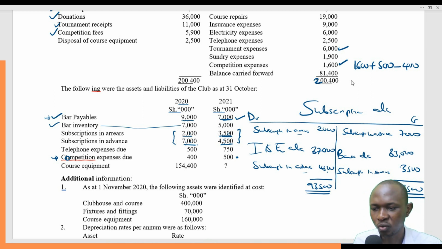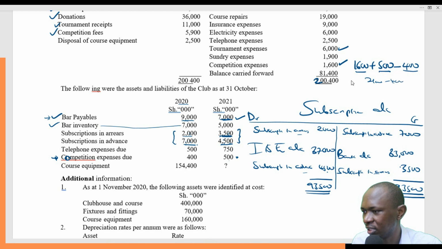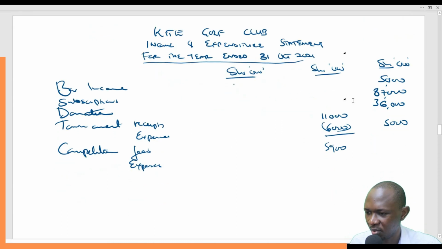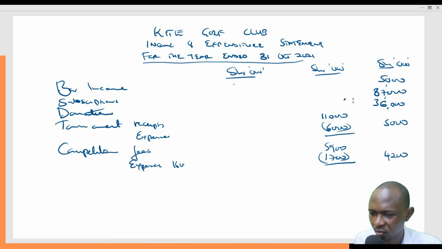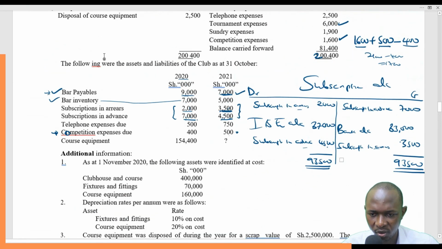We are not interested in expenses for last year. We are interested in what was for this year. So we take what was paid plus what is outstanding at the end of this year, and then we get rid of what we basically carried over from last year. So this is 2,100 minus 400. That will give us 1,700. So we come here, we say 1,700. This gives us 4,200. So expenses will say 1,600 plus 500 minus 400, like that. Good. So we are good to go. We are moving. We are on the right course.